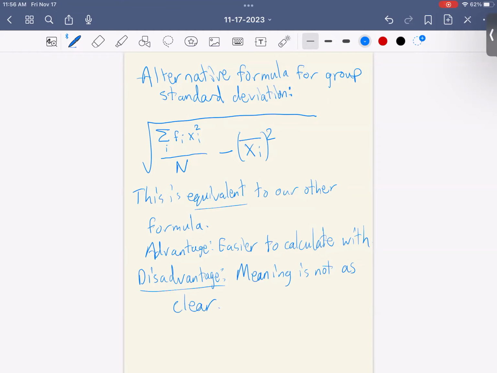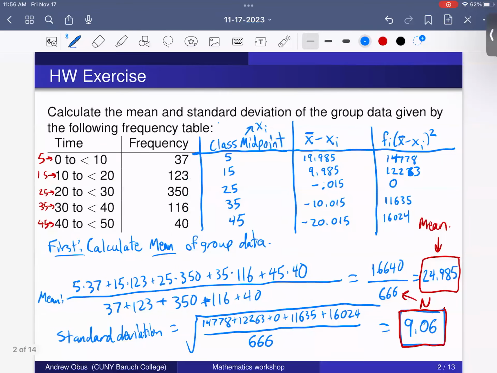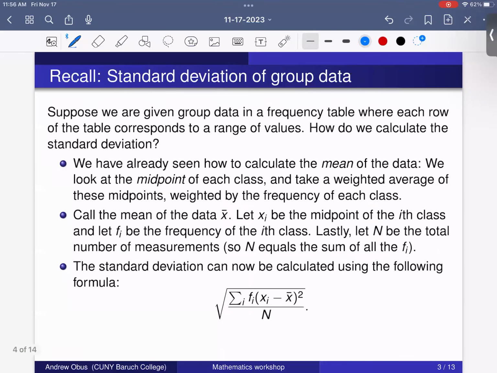And what I mean is, what is the meaning of standard deviation? The meaning of standard deviation is you're trying to understand this quantity: how far away is your data entry from the mean, and what is that on average? What's nice about this is that this difference between the data entry and the mean appears explicitly in this formula.